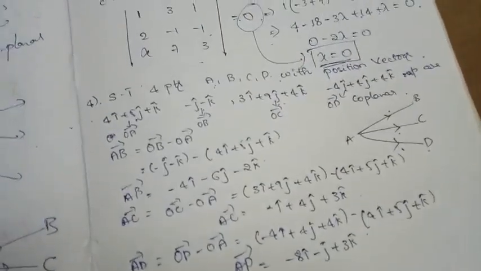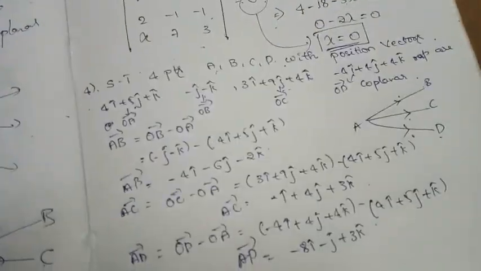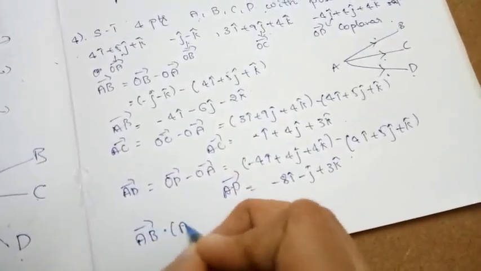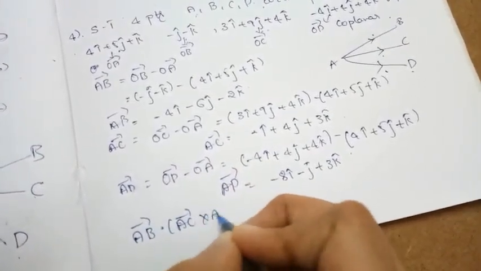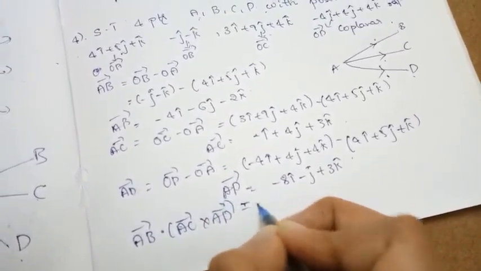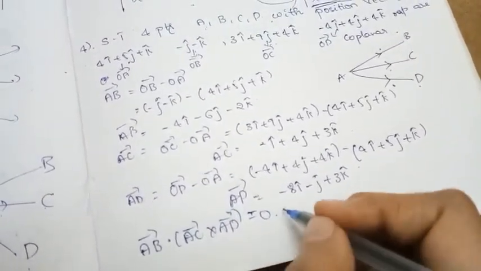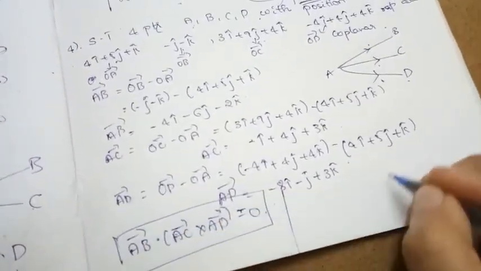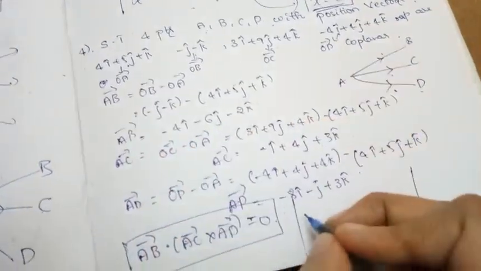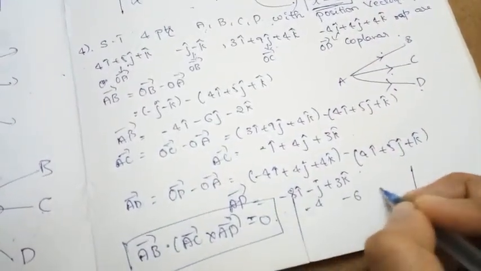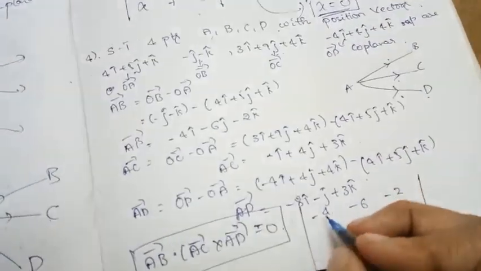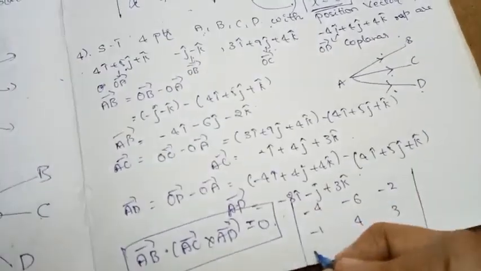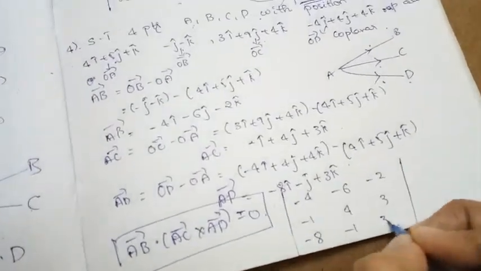So now with the concept of collinearity of 3 vectors, that is, if I show that vector AB dot vector AC cross vector AD is equal to 0. So how can we show this? We need to show this one. So considering the LHS, what is vector AB? Components of vector AB: minus 4, minus 6, minus 2. Components of vector AC: minus 1, 4, 3. Vector AD: minus 8, minus 1, 3.